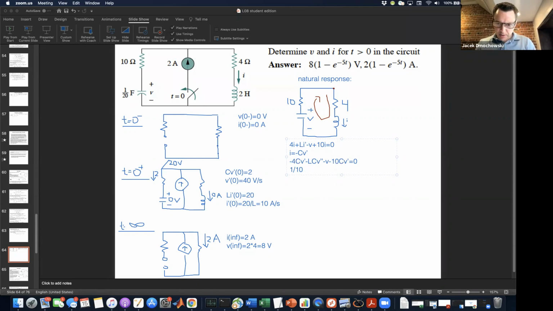Actually, let me just do something. I'm going to move everything over to the other side to make everything positive. So we have LCV double prime plus 14CV prime plus V is equal to 0. And now I put in my constants. L times C is 1 over 10, plus 14 over 20, which I'm just going to write as 7 over 10, plus V is equal to 0. And now multiply everything through by 10.